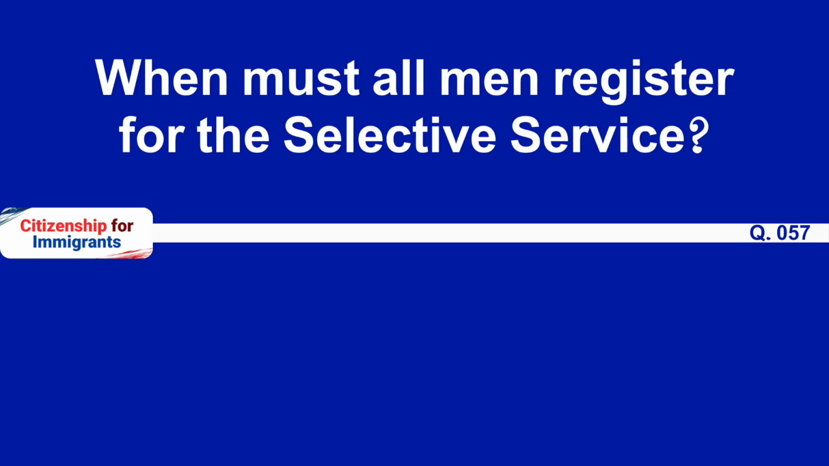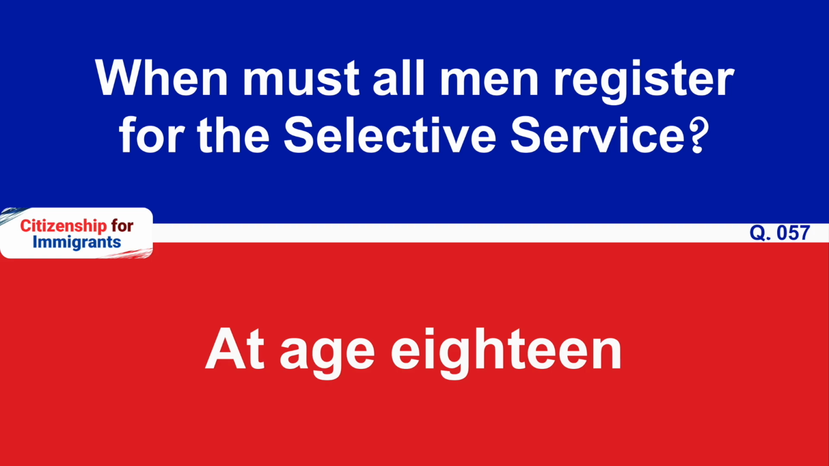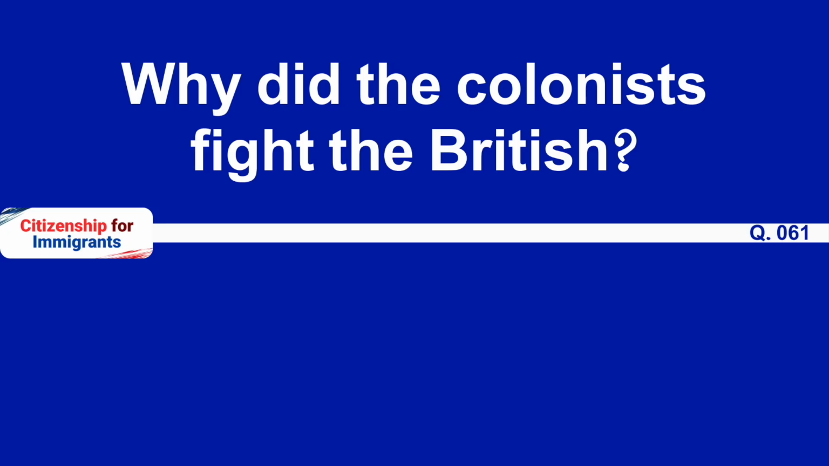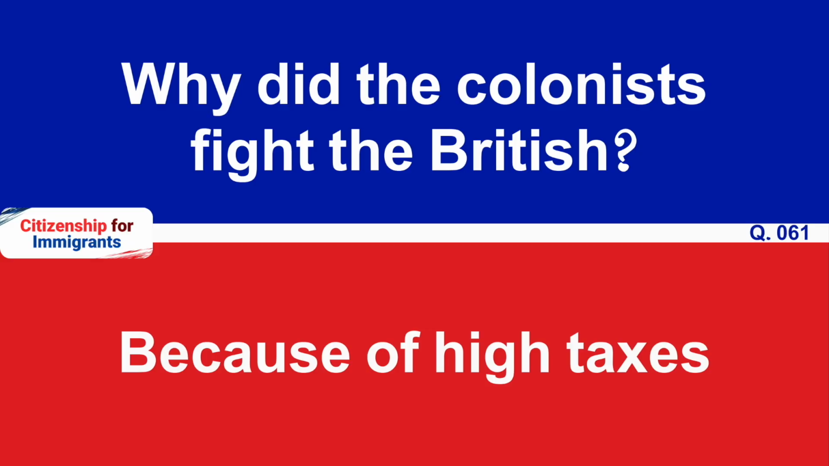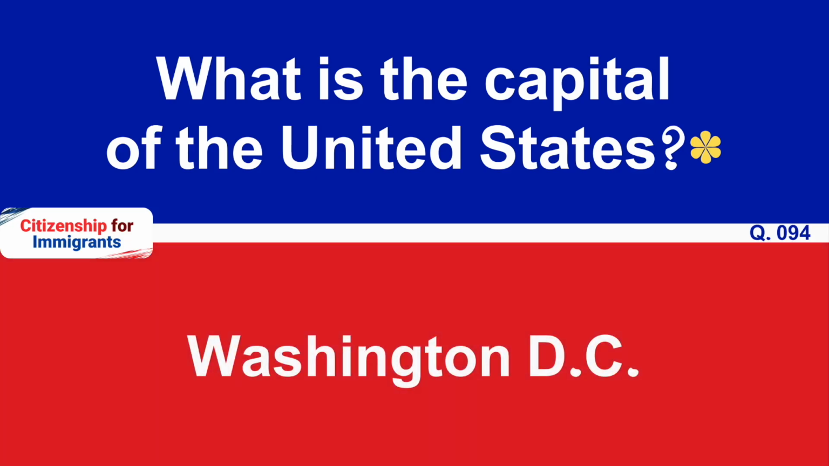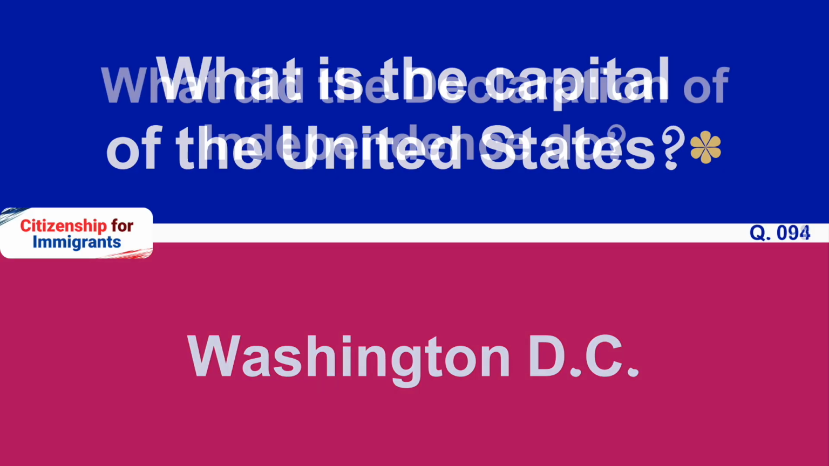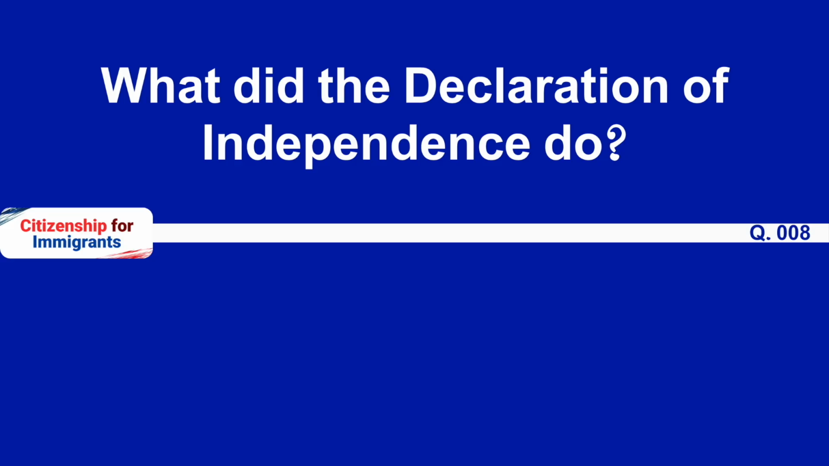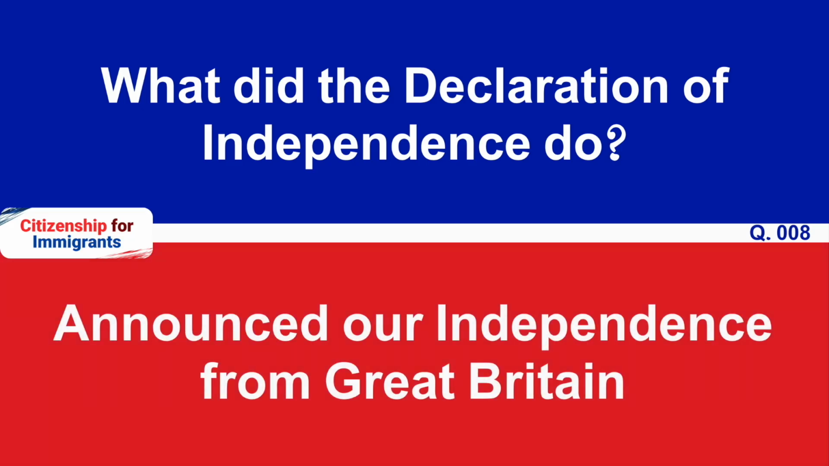When must all men register for the Selective Service? At age 18. Why did the colonists fight the British? Because of high taxes. What is the capital of the United States? Washington, D.C. What did the Declaration of Independence do? Announced our independence from Great Britain.